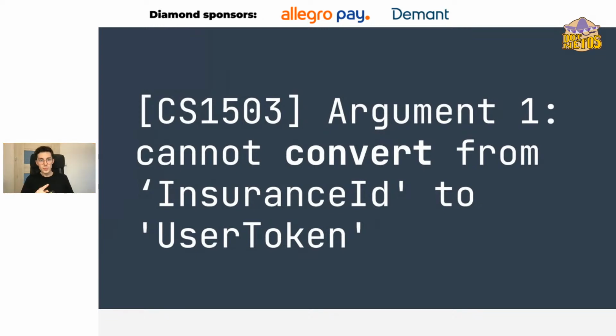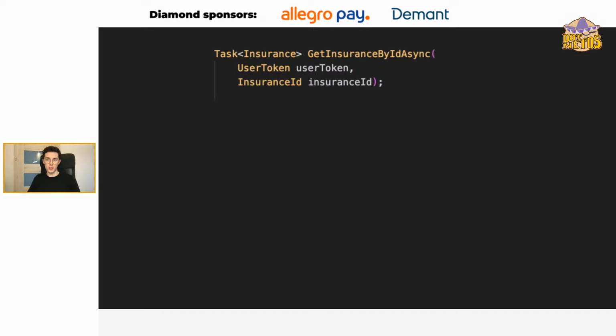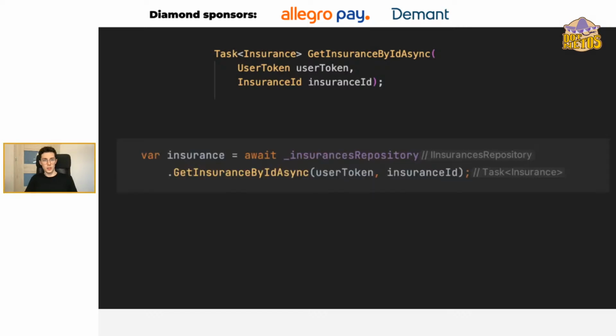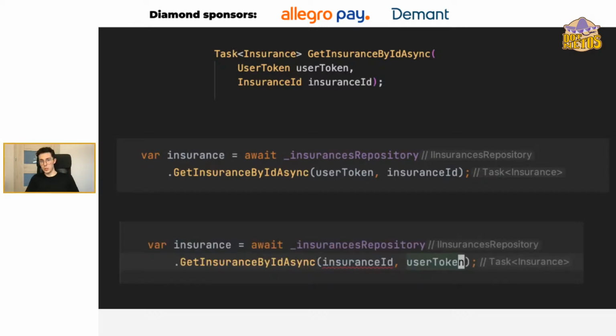So take a look. We have a strongly typed method, identical to the previous one, but with different types of parameters here. And again, we pass those two parameters. Now if you try to swap those two, you will get the error here on the insurance ID because you should pass a user token here. And that's great. This is a very simple way to enforce us to pass things properly. And this is lovely. And what's next? How can we actually create those strongly typed IDs?